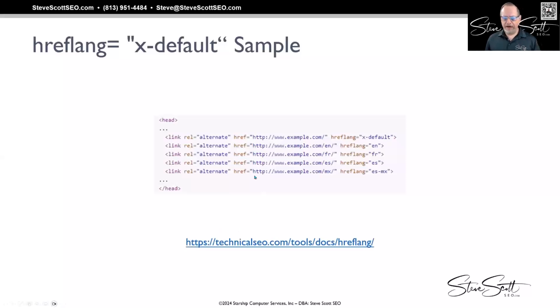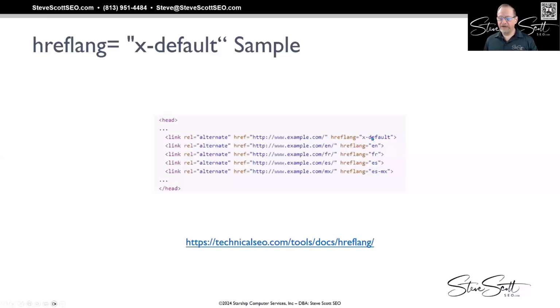Here is an example of that. Here in the head area, we've got the link rel alternate, href equals the URL, and the hreflang equals x-default. This is basically the homepage of this website. So in this case, if someone doesn't speak English or French or ES or MX, which is Spanish in Mexico, versus just the Spanish language, French language, English language. These cover anybody speaking English, anybody that speaks French, anybody that speaks Spanish. This is for anybody that speaks Spanish in Mexico.